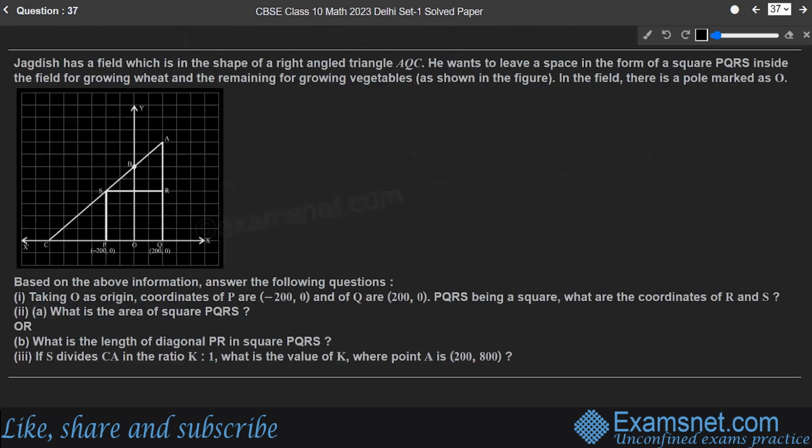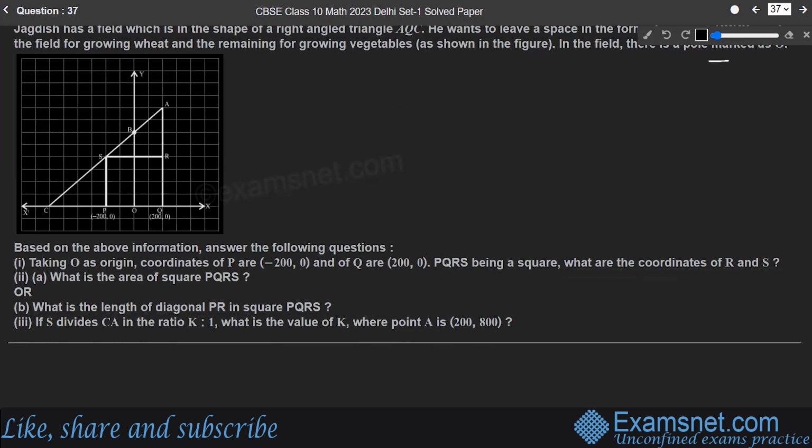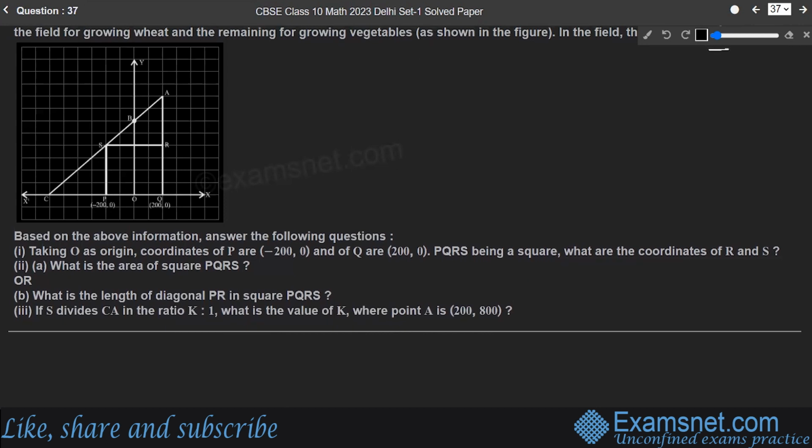Next, Jagdish has a field which is in the shape of a right angle triangle ABC, and he wants to have a space in the form of square PQRS inside the field for growing wheat and the remaining for the other crop. So these are the things given and a figure has been drawn. So let us start the question. The first thing he says is taking O as the origin. So the coordinate of O is nothing but 0, 0 here.